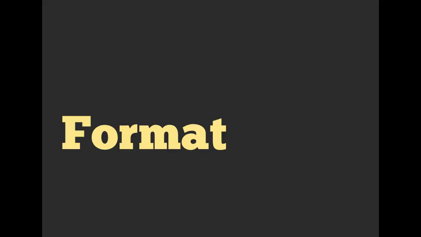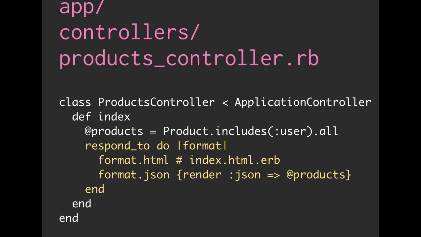The last thing that we can do is format. We talked previously about having an API, how Facebook and Twitter have APIs, and those are accessible by JSON, which is JavaScript Object Notation. And this is an easily readable format for our computers. We can use a respond to block and pass in format. So if you do format.html, that means we are going to just, in this scenario, take the default action. So we're just going to render index.html.erb.